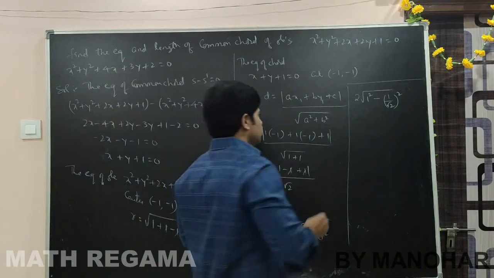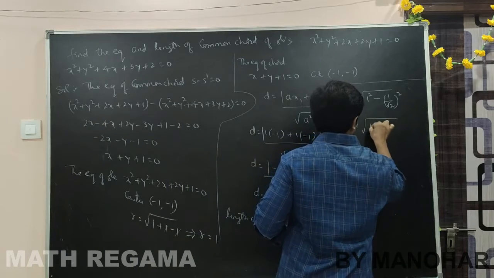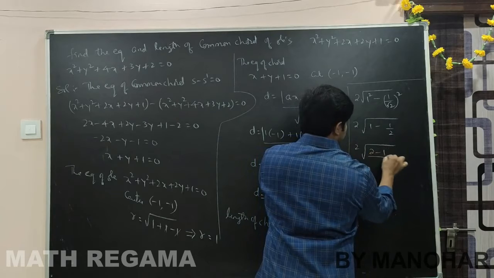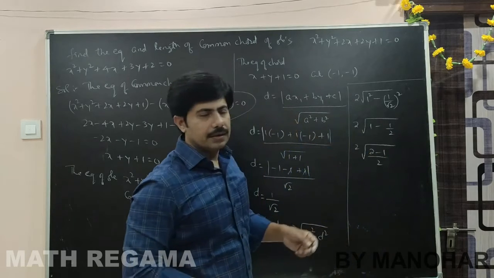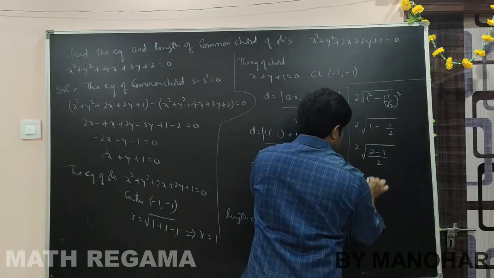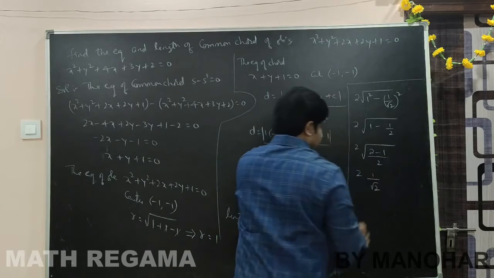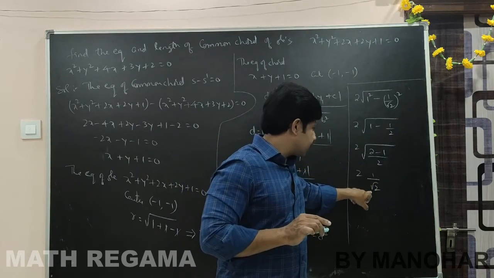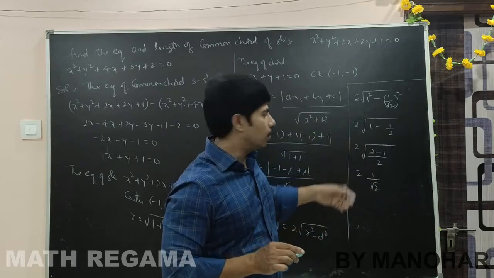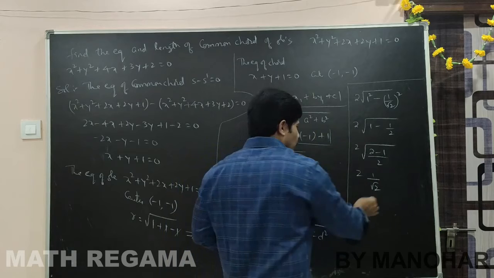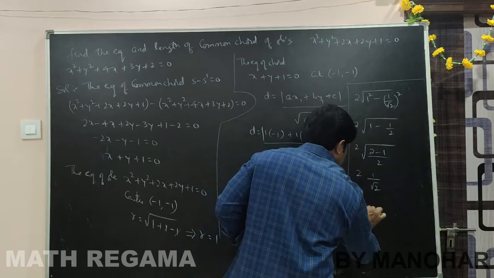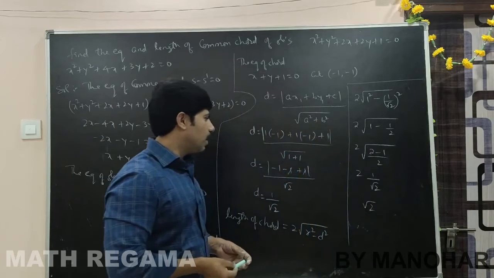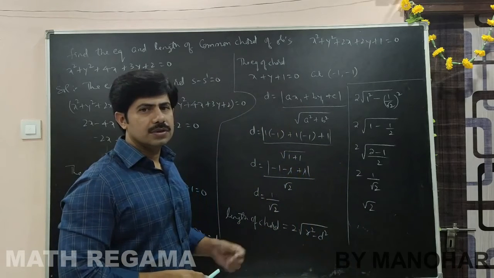Now we'll simplify this. So it is 2 into under root of 1 minus 1 by 2. So 2 into under root of 2 minus 1 by 2, we took the LCM. Then 2 into 1 by root 2. See, 2 minus 1 is 1, square root of 1 is 1, root 2 as it is. That means I am splitting the root for numerator and denominator. Then we got 2 by root 2. Root 2 goes root 2 times. So what is the length of chord we are getting? 2 by root 2 is nothing but root 2. So this is the length of chord.